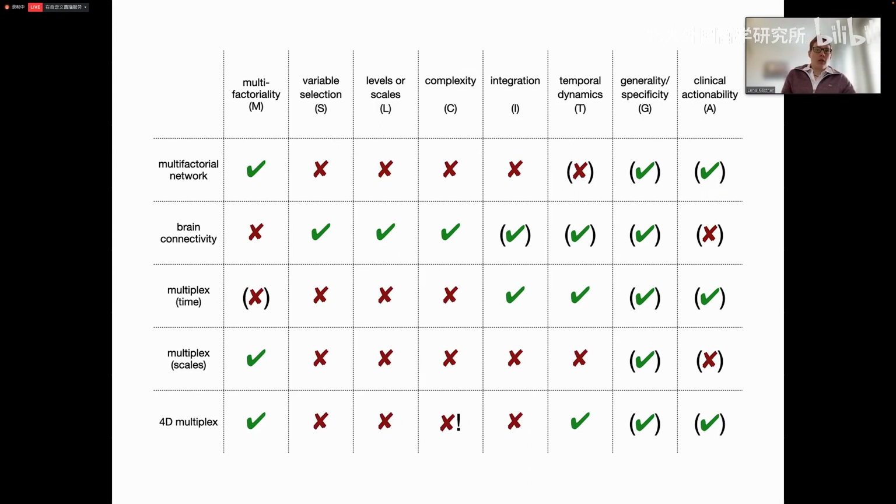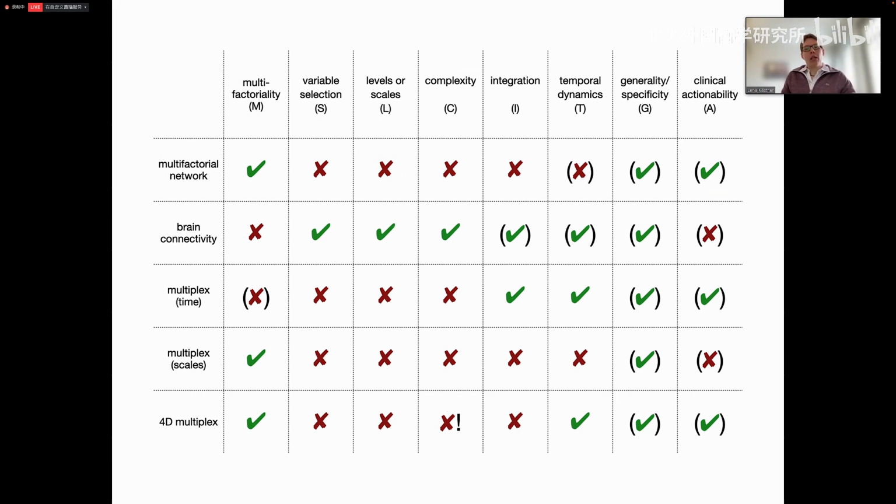On the one hand, we don't have clear constraints on variable selection, levels of scales, and complexity. On the other, we don't have a clear lead on how to integrate these different data kinds, as we didn't have it from the multifactorial multiplexes to begin with. And clinical actionability is at best limited, also given the potentially enormous complexity we might have. And complexity here has an exclamation mark, because it's probably going to be worse if you have a 4D model than if you have any kind of 3D model.